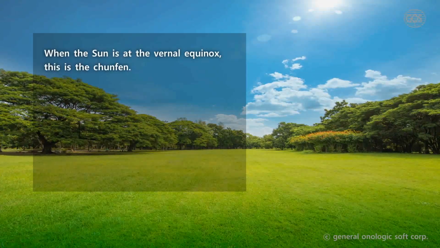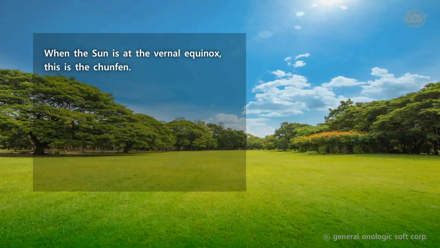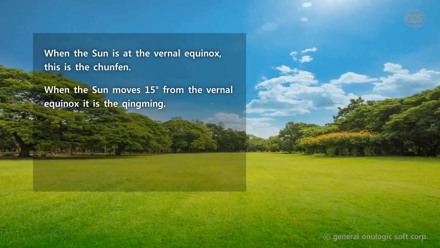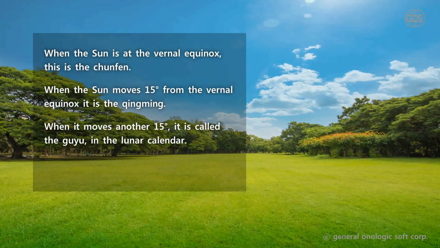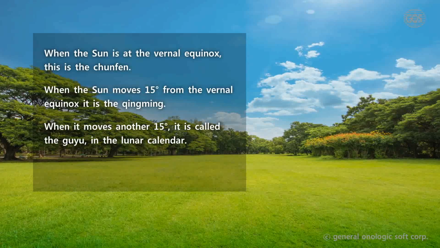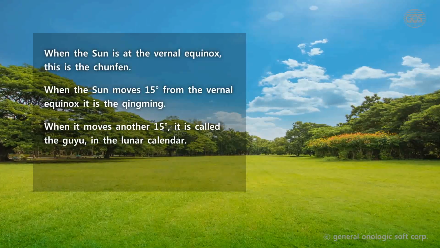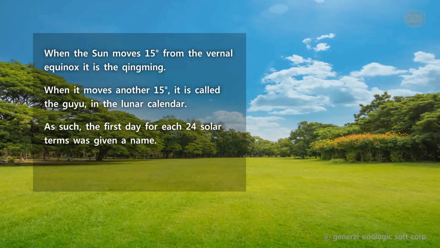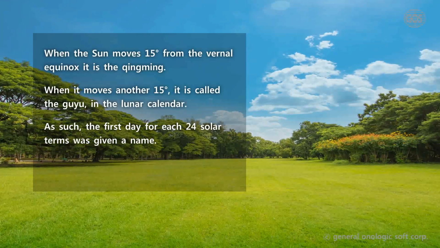When the Sun is at the vernal equinox, this is the Chunfen. When the Sun moves 15 degrees from the vernal equinox, it is the Qingming. When it moves another 15 degrees, it is called the Guyu in the lunar calendar. As such, the first day for each of the 24 solar terms was given a name.